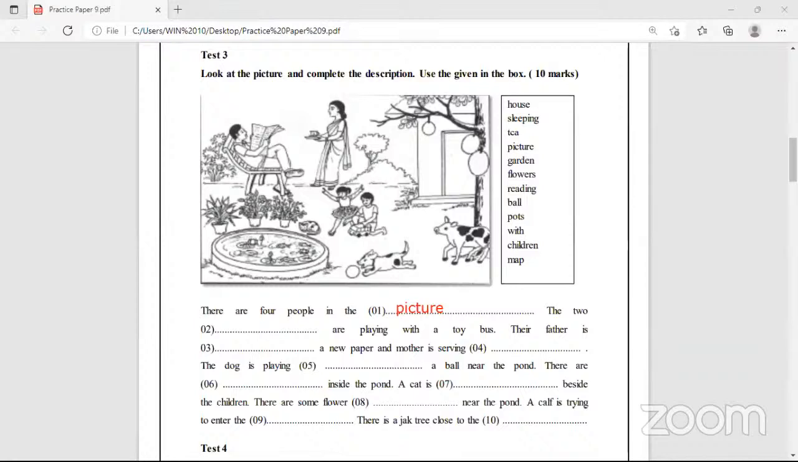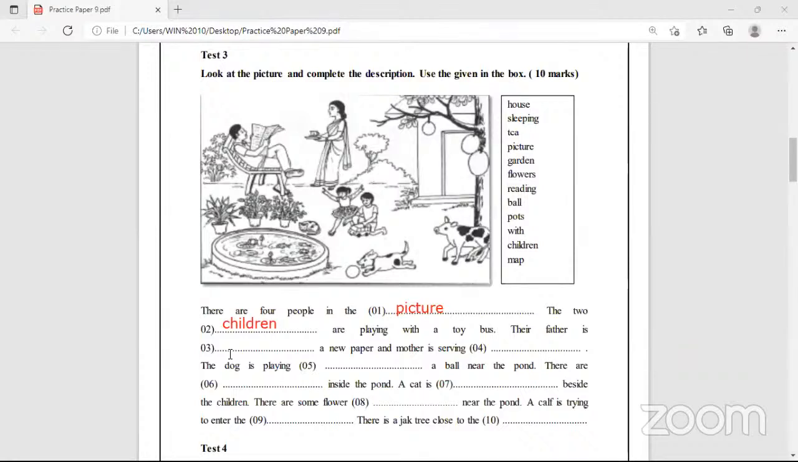The two children are playing with a toy bus. Third, next, their father is, this may be the father, right? So we can see he's reading a newspaper here in this picture. So we can get the answer.